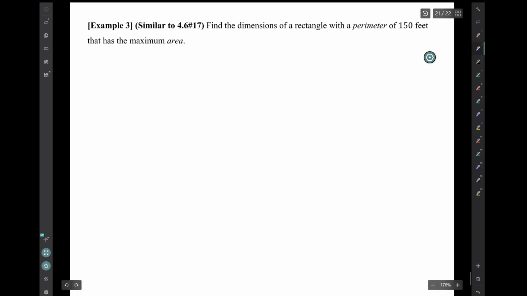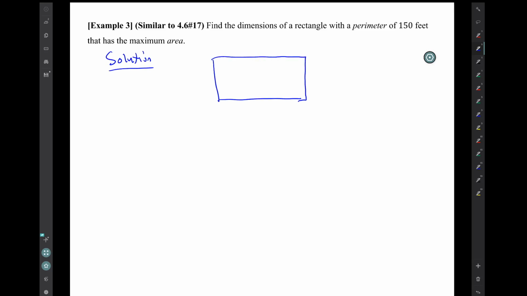Let's go on. Example 3. This is similar to 4.6 number 17. Find the dimensions of a rectangle with perimeter of 150 feet that has maximum area. Well, the solution to a problem like this is to draw a picture. Draw a picture of a rectangle. There's a picture of a rectangle.